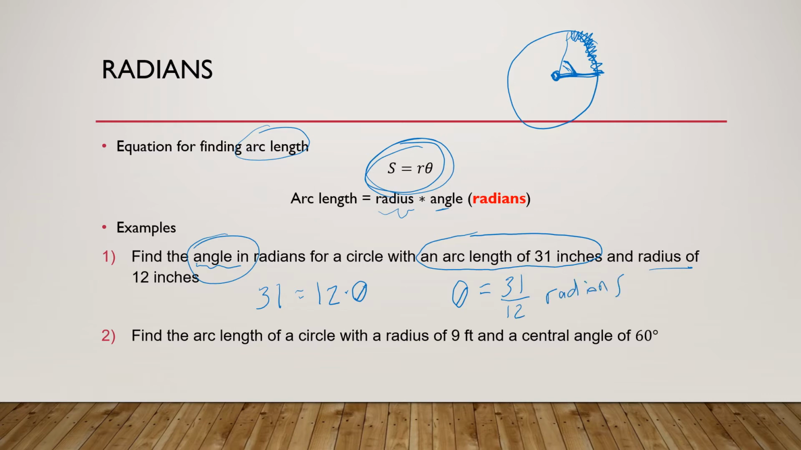All right, likewise, number 2 here, find the arc length of a circle with a radius of 9 feet and a central angle of 60 degrees. Got to do a little bit of work because we do want to find our angle in radians. So to convert degrees, 60 degrees times pi over 180. That reduces to pi over 3. So to find our arc length, all we do is take 9 and multiply by pi over 3. 9 divides by 3 3 times, so really this is going to equal 3 pi.